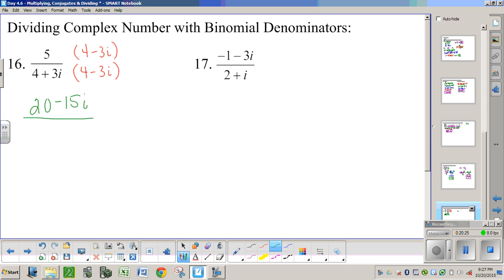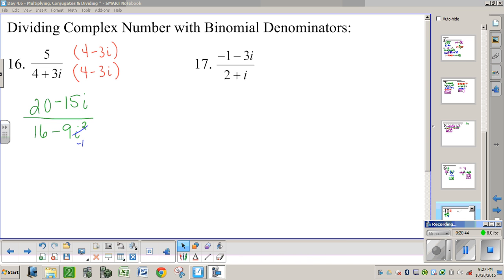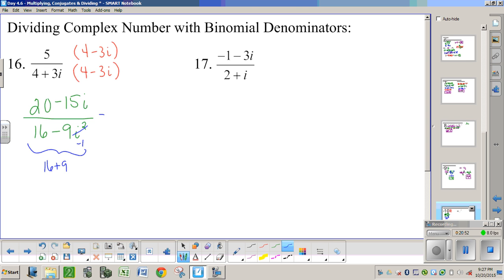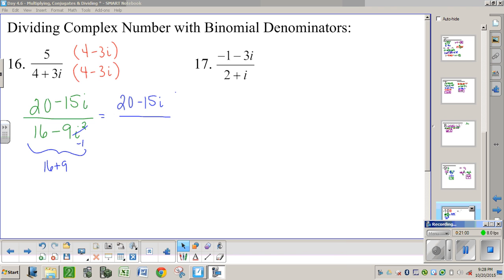And remember that little shortcut I told you about conjugates? That's going to come in handy here. It's going to save you a little bit of writing, a little bit of time. So multiply the first terms, which is going to give you 16. And then this is going to be minus 9i squared. Don't forget that i squared is equal to negative 1. So in the denominator there, you really have 16 plus 9. Okay, because you got that negative 9 times the negative 1. So this is going to be 20 minus 15i. And then in the denominator, you're going to get 25.